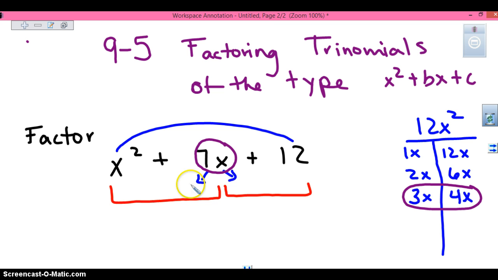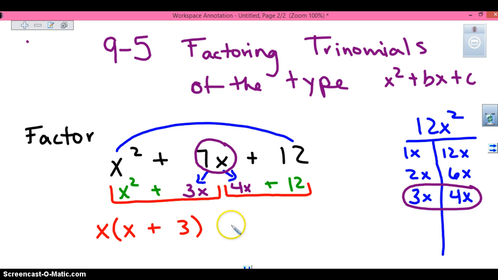So what I'm going to do next is place my 3x here, my 4x. I'm going to bring down my x squared, plus, bring down my 12, my plus. See how I have two groups in the red bracket? x squared plus 3x. What can I factor out of x squared plus 3x? I can factor out an x. x squared divided by x is x, plus 3x divided by x is 3.